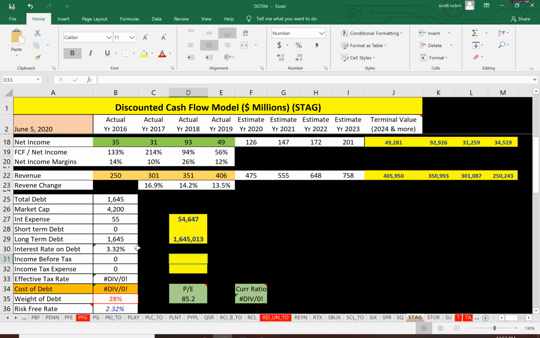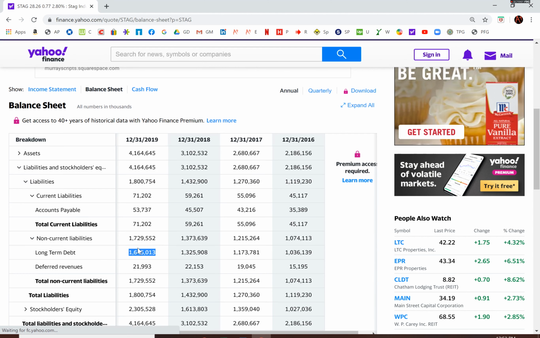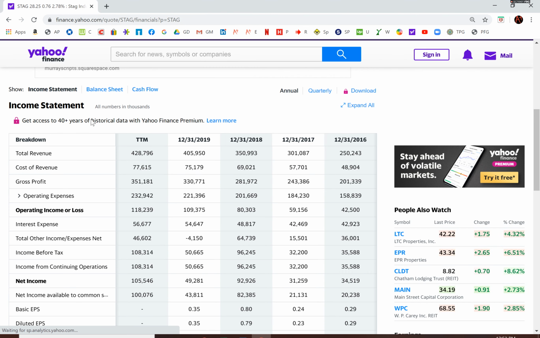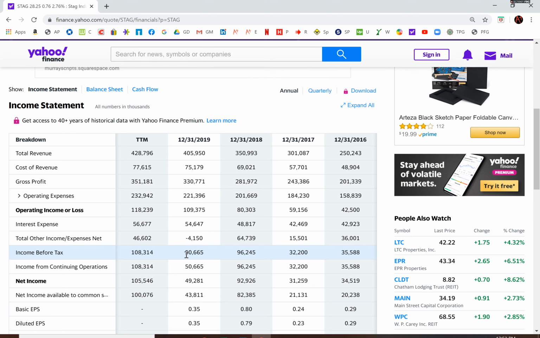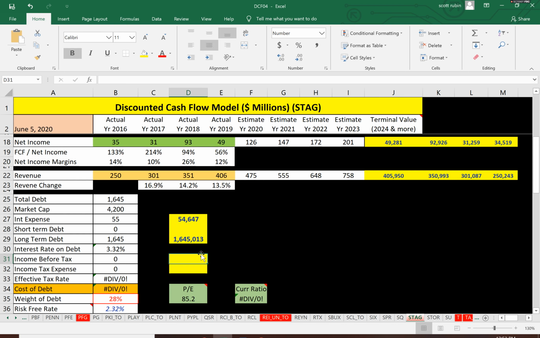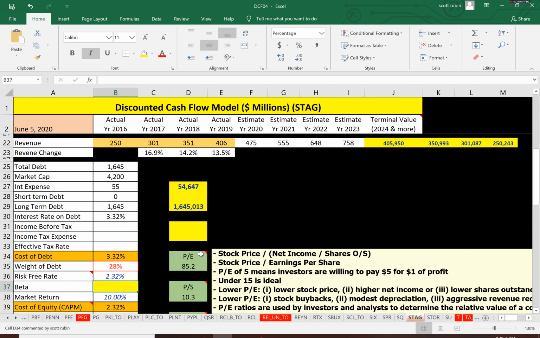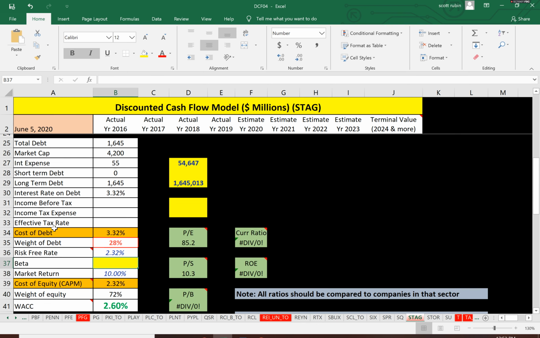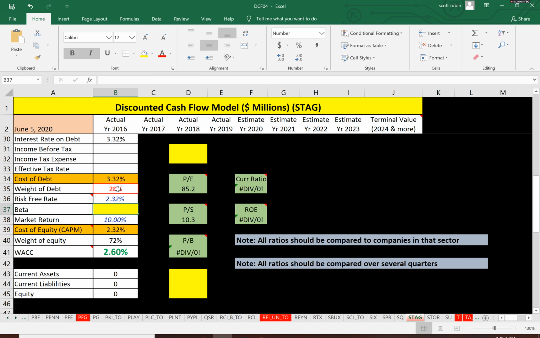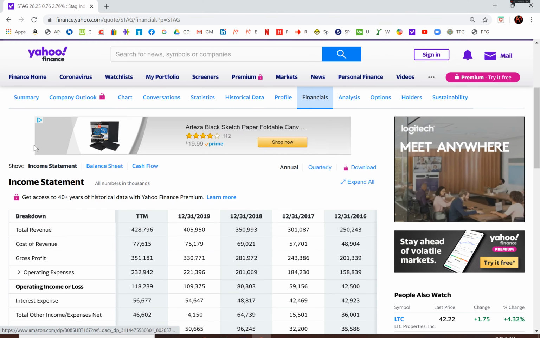Now, interest is tax deductible, so let's get their effective tax rate. We'll go back to the income statement. And, well, I forgot, REITs don't pay taxes. That's one of the benefits of being a REIT. So we can forget about that part. So the cost of their debt is 3.32%. And they have 28% debt in the capital structure, which isn't too bad. That's a manageable number.